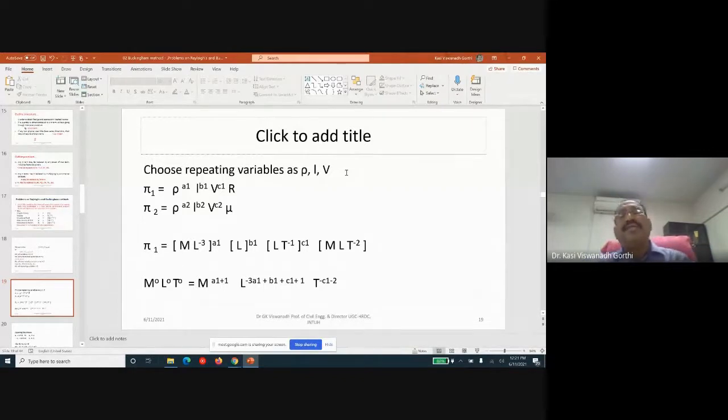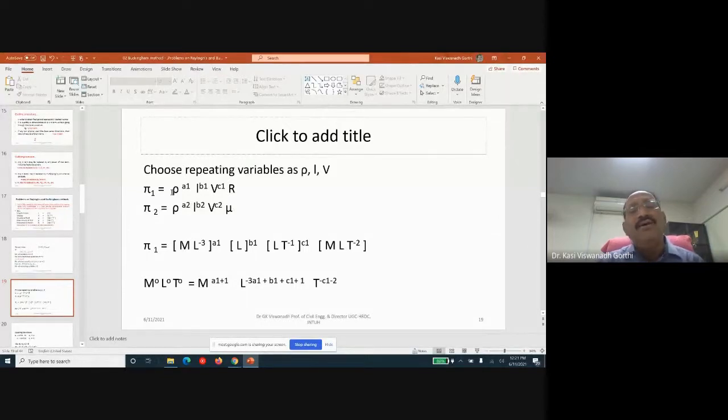For the present case, I have chosen rho as a repeating variable, and hence you have rho, L, V as the repeating variables. So to formulate, pi 1 is equal to rho, L, V, and pi 2 is equal to rho, L, V, which are raised to different exponent powers like rho to the power A1, L to the power B1, V to the power C1, multiplied with one of the remaining variables. The remaining variables are resistance R, and in the second case viscosity mu. So you have now got the pi terms formulated, pi 1, pi 2.